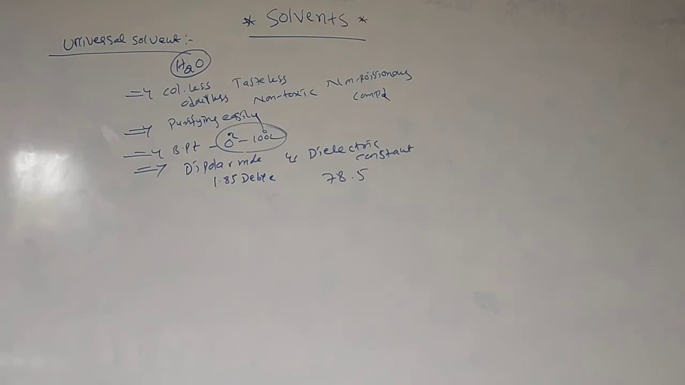We can purify water easily. It is colorless, odorless, tasteless, non-toxic, non-poisonous. The boiling point and melting point range is very small: melting point 0 degrees centigrade, boiling point 100 degrees centigrade. Most of the compounds are soluble in water. And it is a cheap solvent.